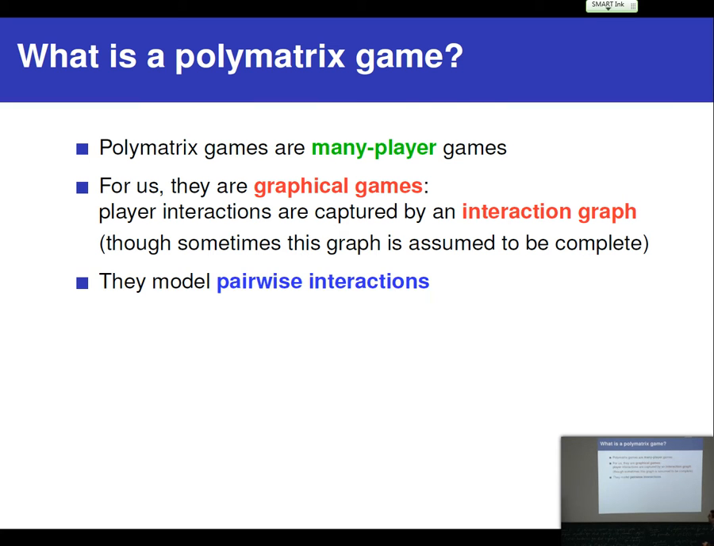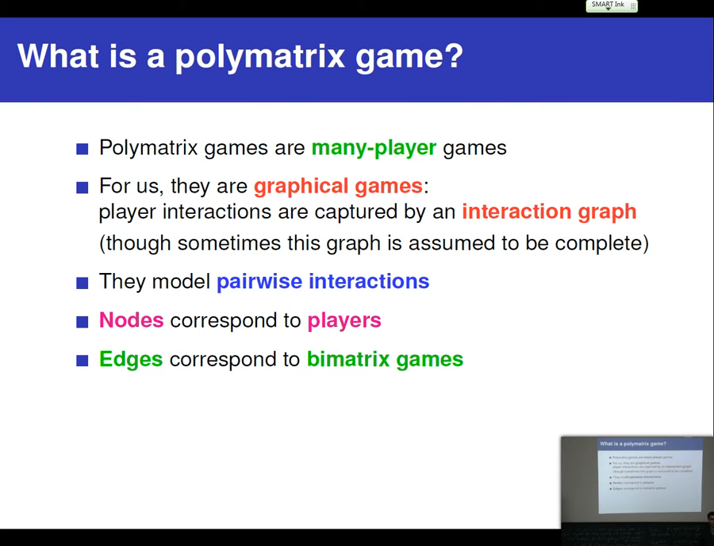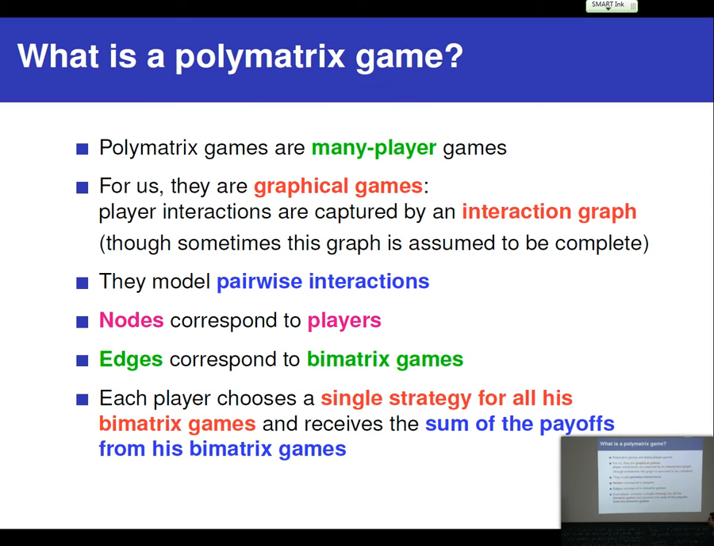In that graph, the nodes correspond to players, so every node is a player, and edges correspond to bimatrix games between the two endpoints. So in that sense, these are modeling pairwise interactions. The way these are played is, each player, each node, picks a single strategy that they play in all the bimatrix games of the edges adjacent to them, and then they receive the sum of the payoffs of all those bimatrix games as their total payoff, which is what they're trying to maximize.